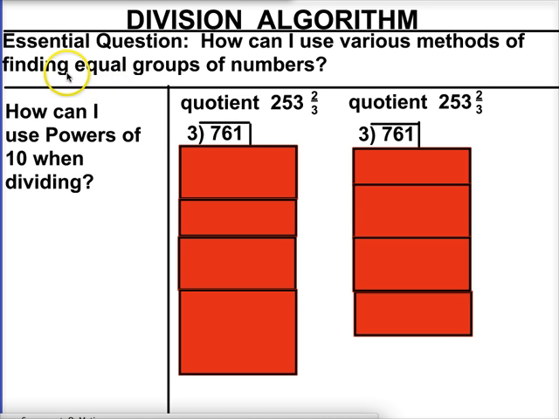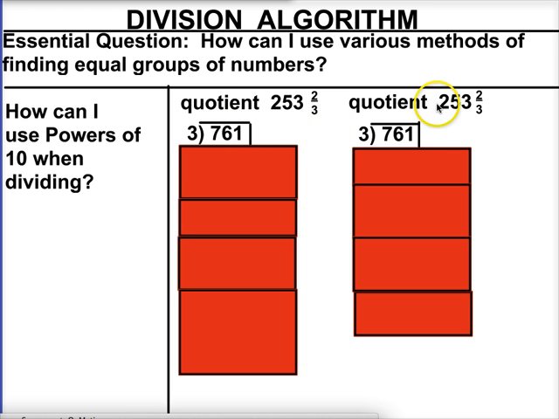I'm going to take a look at the essential question that we have. How can I use various methods of finding equal groups of numbers, which is basically what you do when you divide? You want to know how many equal groups of a number I can take out of a larger number. And the question I'm asking here is, how can I use powers of 10 when dividing? So instead of the standard algorithm where you look at how many times would one number go into another, I'm going to look at powers of 10 of the number that you're dividing by to be able to pull out equal groups of that.